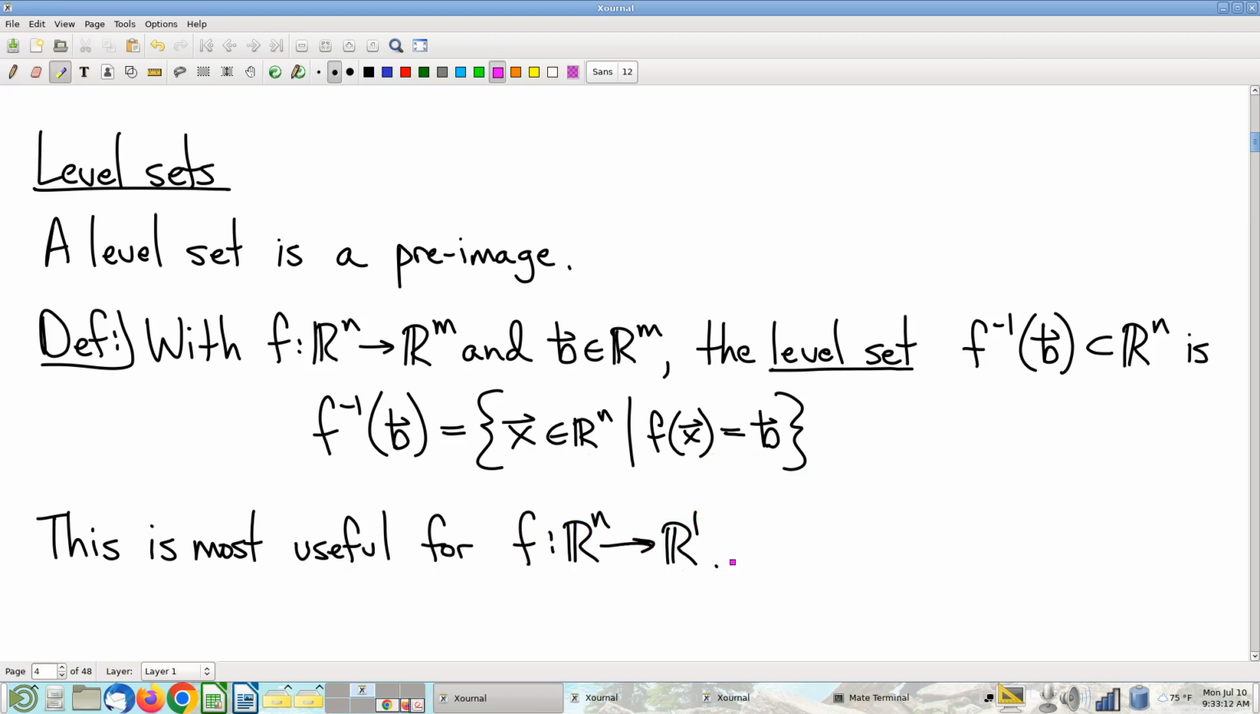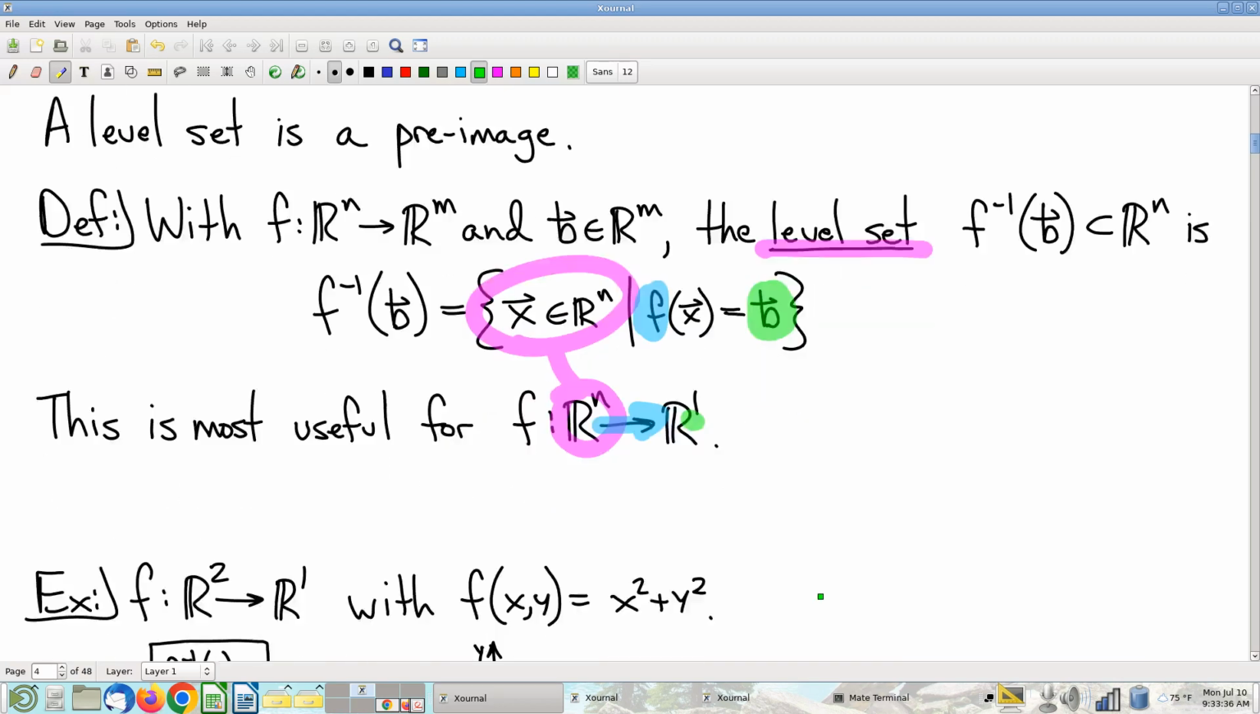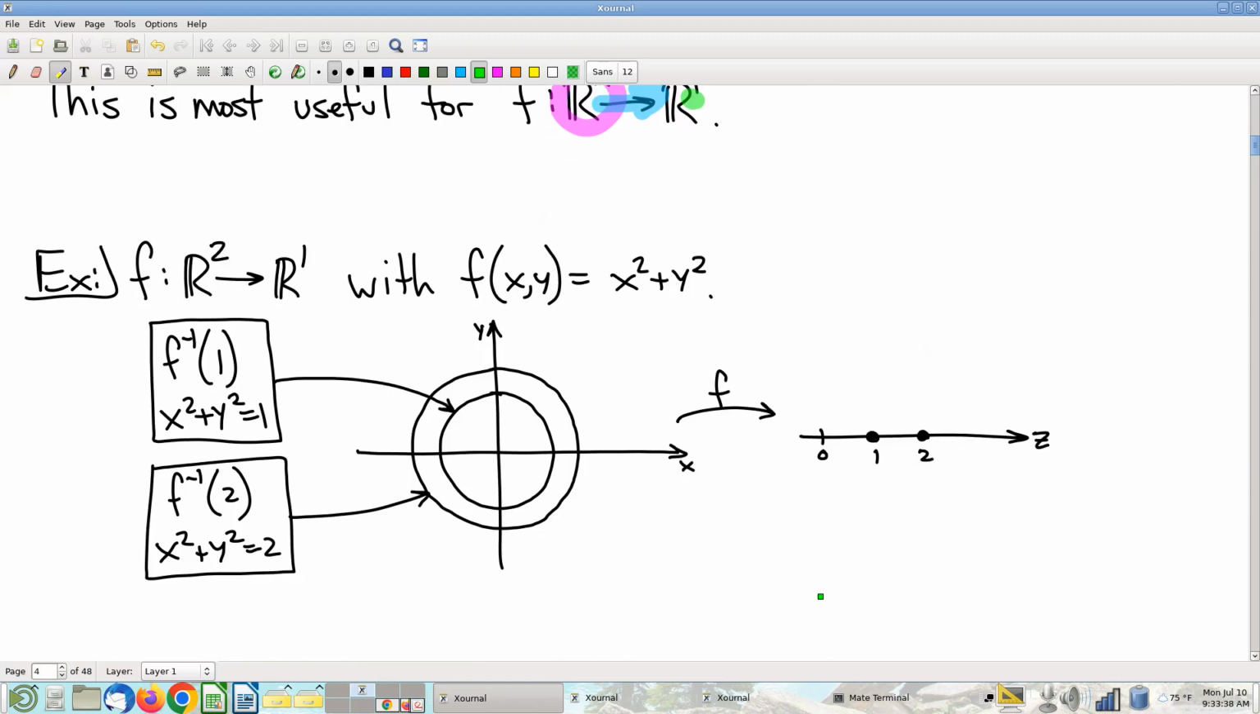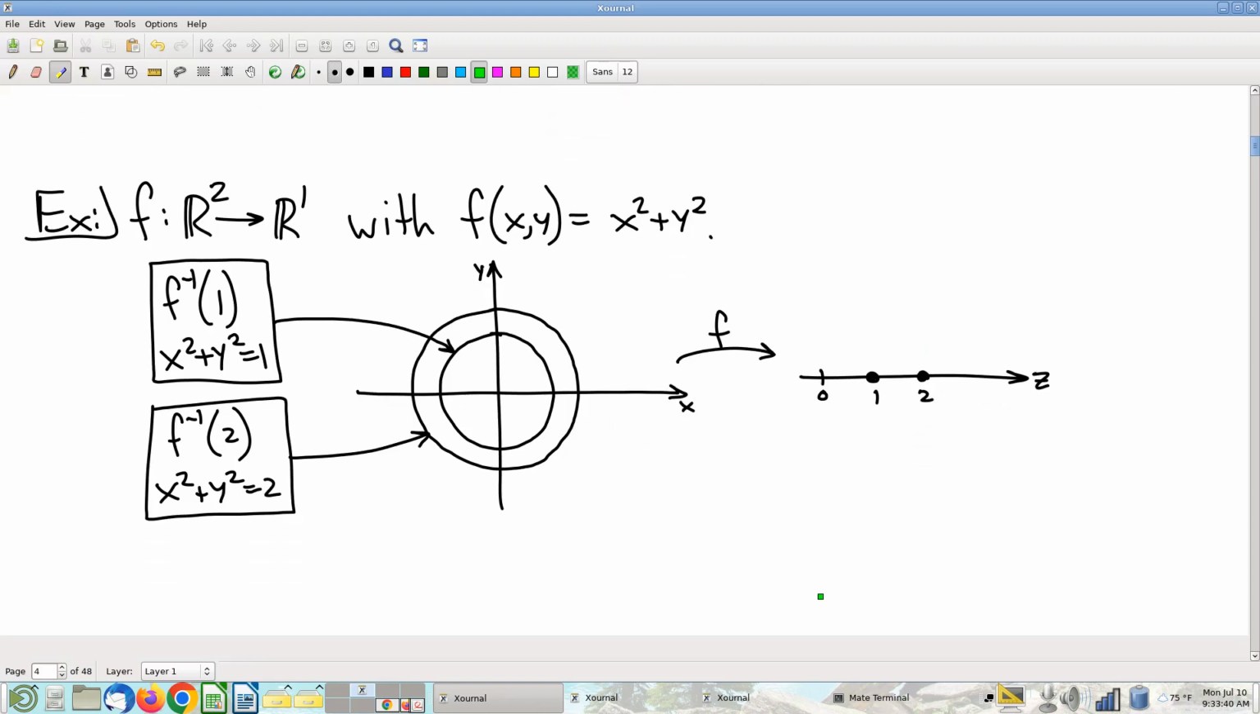Okay, so here's how you write that down algebraically. Again, what we call the level set. The pre-image is the collection of all points in the domain such that when you apply the function to those points, you get a fixed, given output value. Now let's see some examples just so we can relate practically speaking.